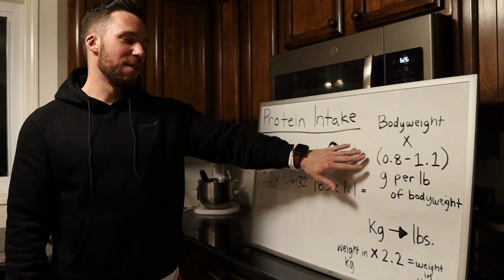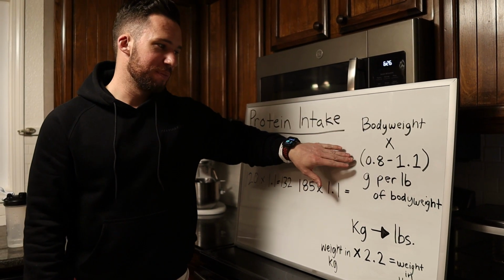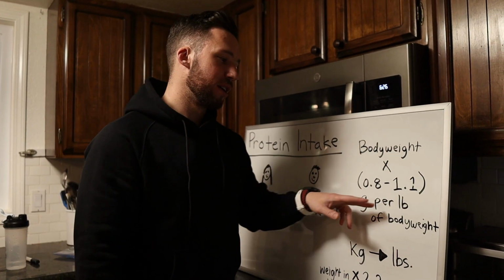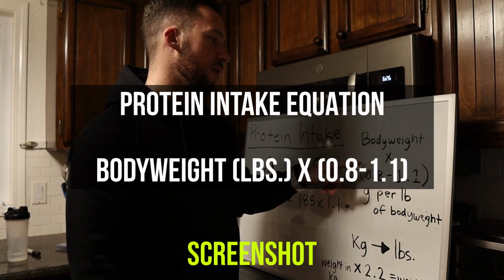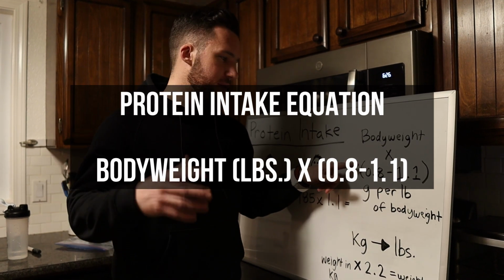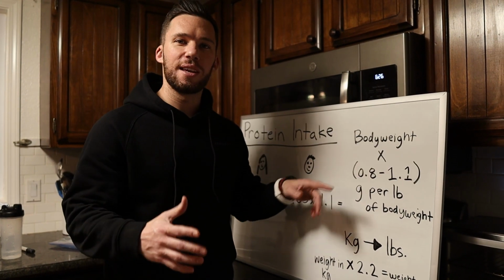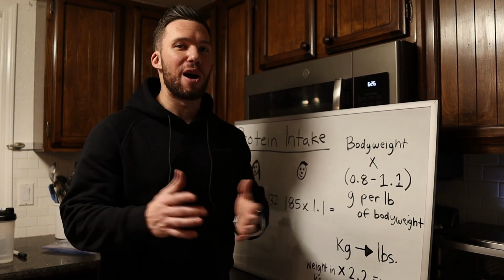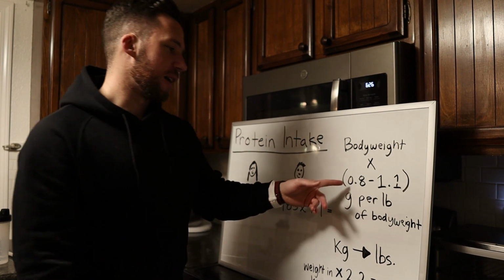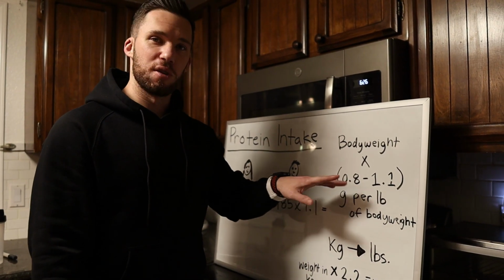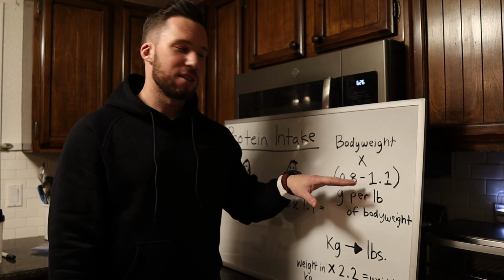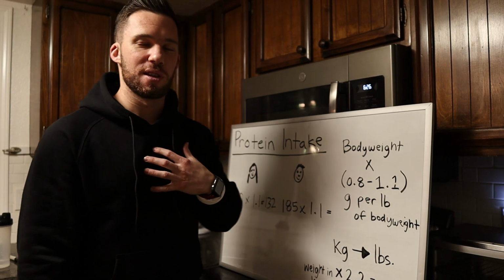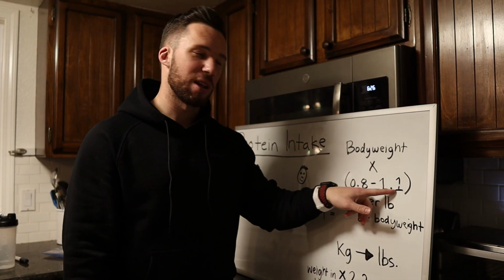So we're going to use a range here as well, 0.8 grams to 1.1 grams of protein per pound of body weight. So if you're really overweight, if you've got a lot of body fat to lose, you don't need 1 gram of protein per pound. For example, if you were 300 pounds to start, your body doesn't need 300 grams of protein. So you're gonna want to use a 0.8. If you're really lean already and you're trying to get super shredded, your body's gonna need more protein to hold on to that muscle that you have. So you're going to use a higher number, like 1.1.